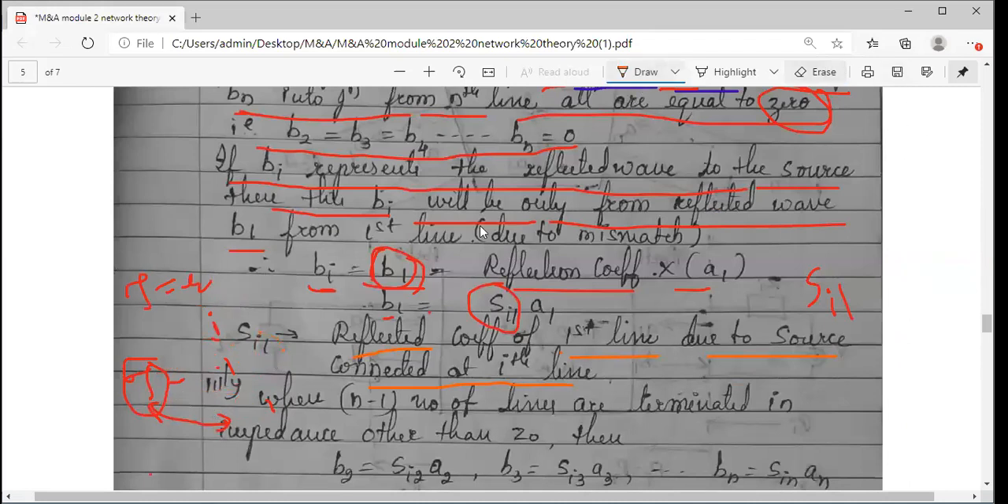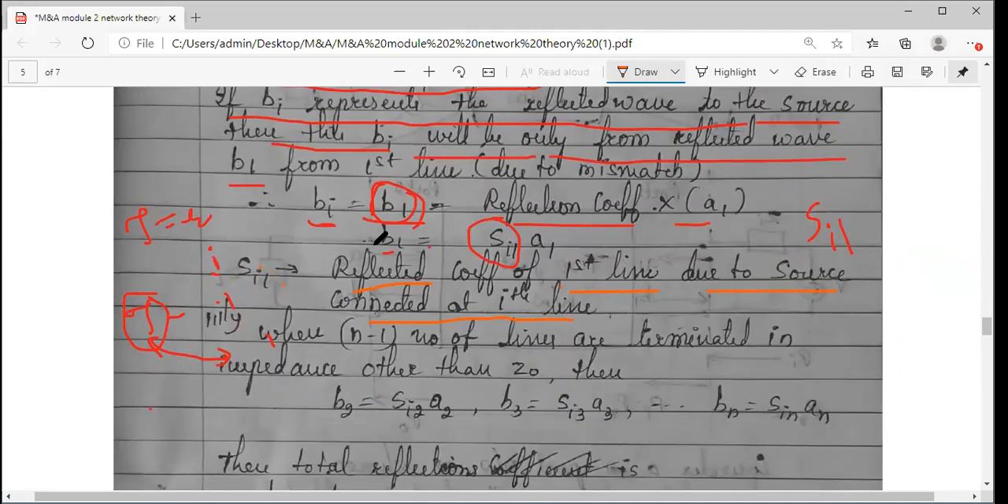Okay, so if I repeat this procedure I have followed for the other remaining combinations also, what will I get? Here, B1 is S11 into A1. Similarly, if I take the second figure, I will get B2 is S12 A2. Just analogously we can write B1 will become B2, because the second line will be considered. S11 will become S12, because it will be the second line. The incident wave will be for the second line.